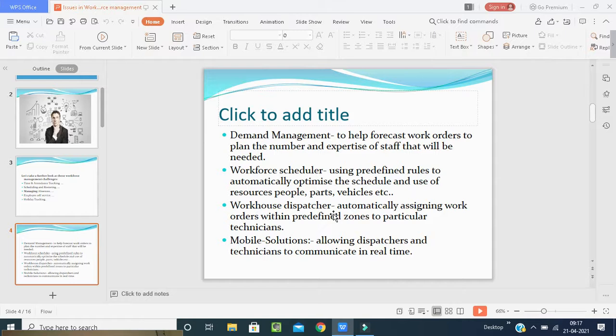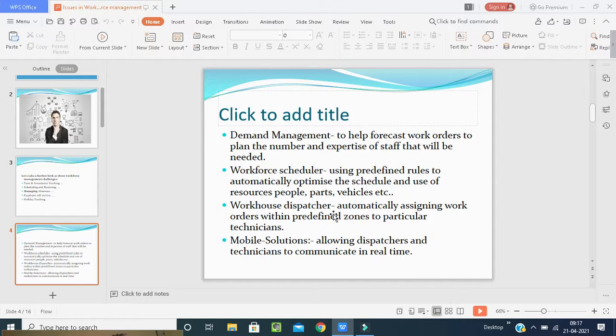Next, demand management. Here we have that field service management itself includes some elements. So what are those? There are four elements. First one, demand management. Demand management is used to help forecast work orders to plan the number and expertise of staff that will be needed. Next, workforce scheduler.